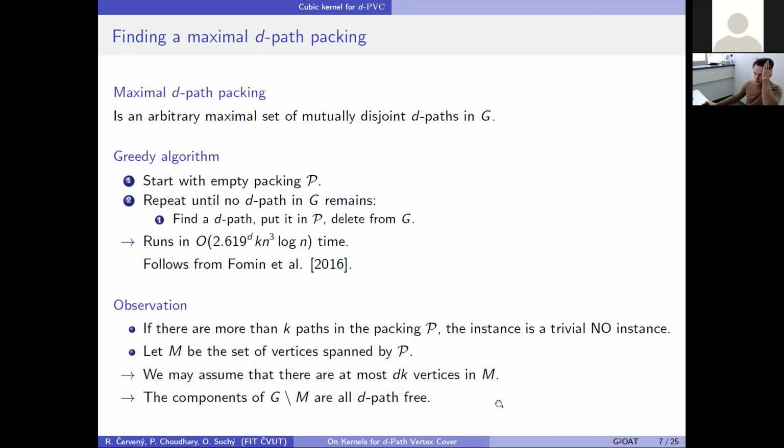And a few simple observations about the packing. If there are more than k paths in the packing, then the instance is trivially a no, because our budget is k. If there were k plus 1 paths in the packing, they are disjoint, and you need at least one vertex per such path in order to solve the instance. So there will be only k paths in the packing, and the packing therefore will have at most dk vertices. And of course, if you look outside the packing, all the components are d-path free, otherwise we would be able to increase the size of the packing.